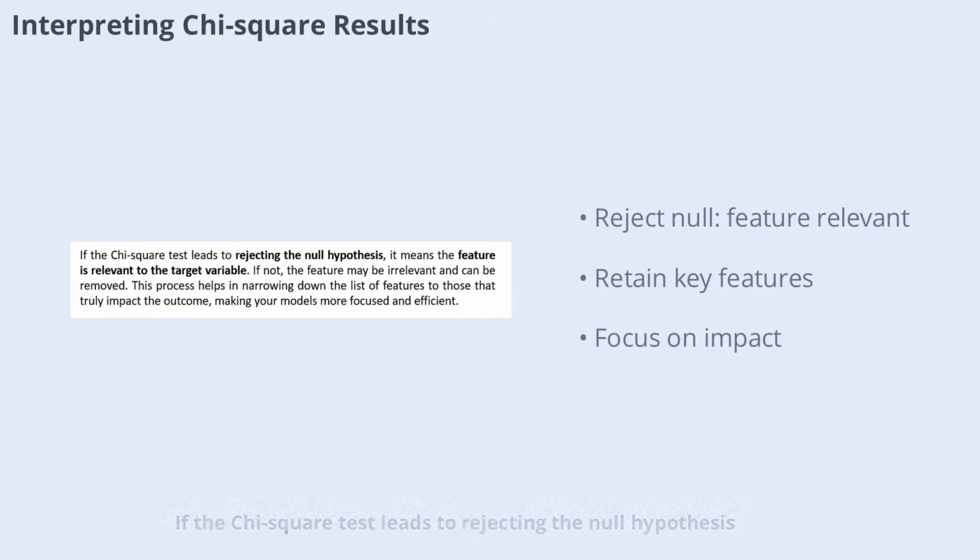If the chi-square test leads to rejecting the null hypothesis, it means the feature is relevant to the target variable. If not, the feature may be irrelevant and can be removed. This process helps in narrowing down the list of features to those that truly impact the outcome, making your models more focused and efficient. Let's look at an example.